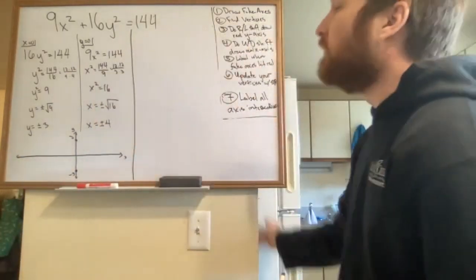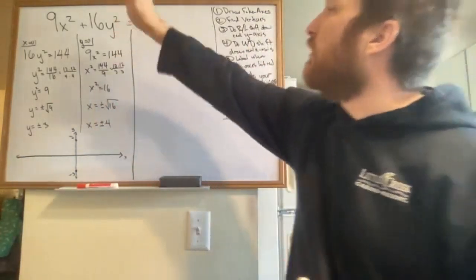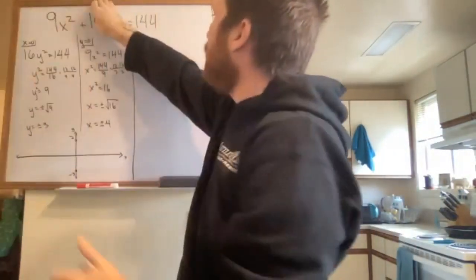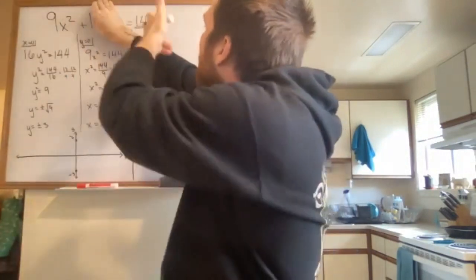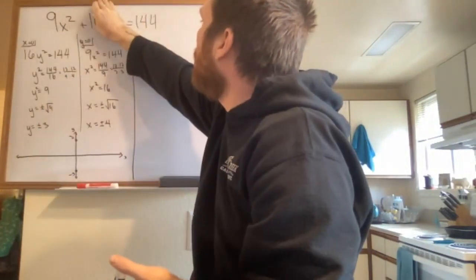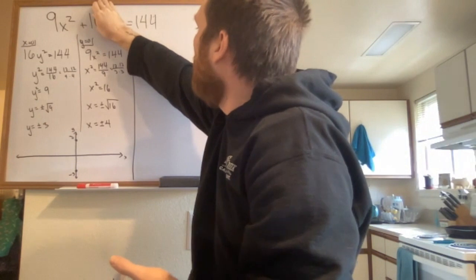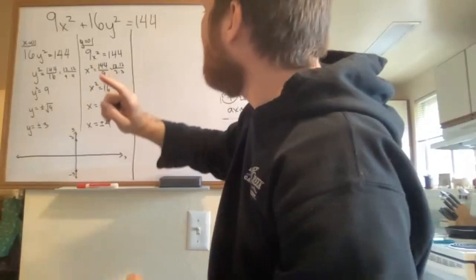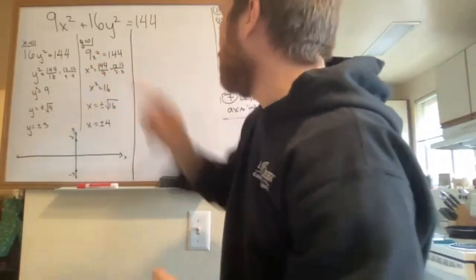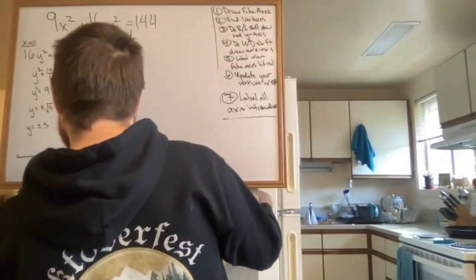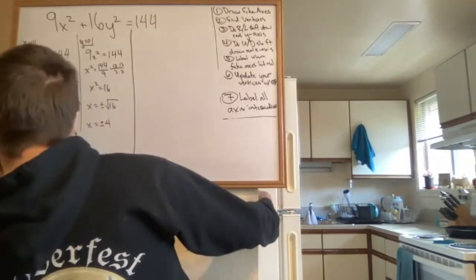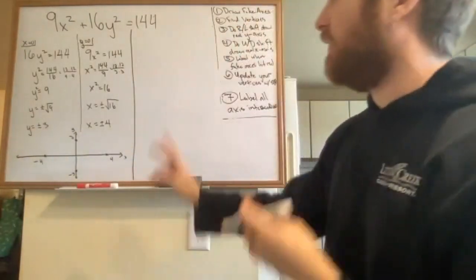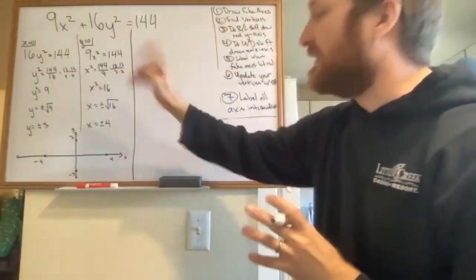Okay, now ditto over here. Plug in a 0 for Y. That gives me that equation. And so I divide through, because I'm trying to get X by itself. Divide through, I get 144 over 9, which reduces down to 16. The square root of 16 is plus and minus 4. And so then that means this goes through here at +4 and -4. Okay, so I found the X and Y intercepts by doing it that way.